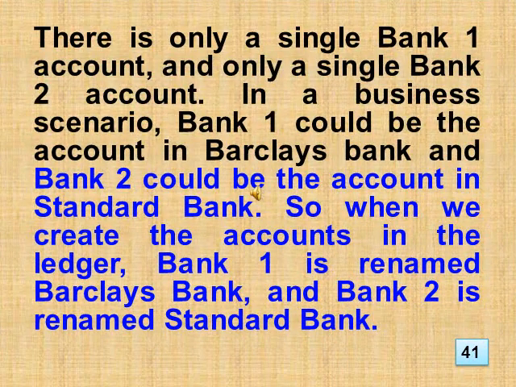There is only a single Bank 1 account, and only a single Bank 2 account. In a business scenario, Bank 1 could be the account in Barclays Bank and Bank 2 could be the account in Standard Bank. So, when we create the accounts in the ledger, Bank 1 is renamed Barclays Bank, and Bank 2 is renamed Standard Bank.